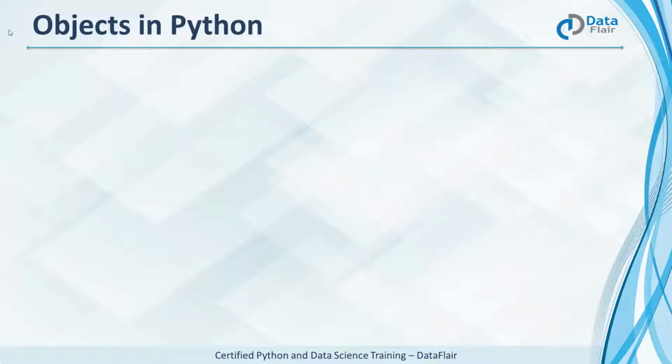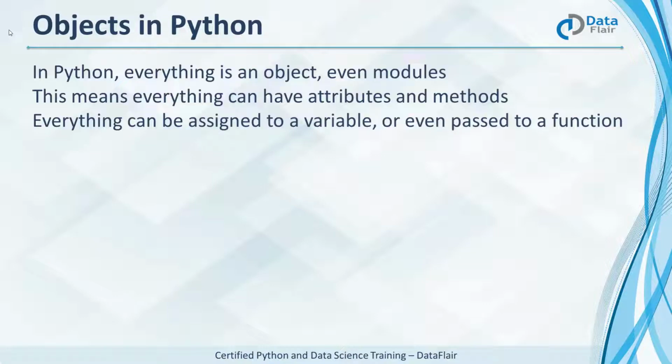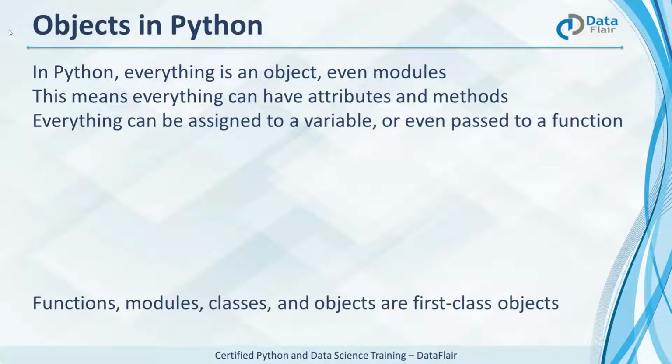An object is a real-life entity with properties and behavior, an instance of a class. But in Python, everything is an object. An integer is an object, so is a function, and even modules are objects. This means everything can have attributes and methods and also can be assigned to a variable, passed to a function, or even returned from it. In Python, all functions, modules, classes, and even custom objects are first-class objects.